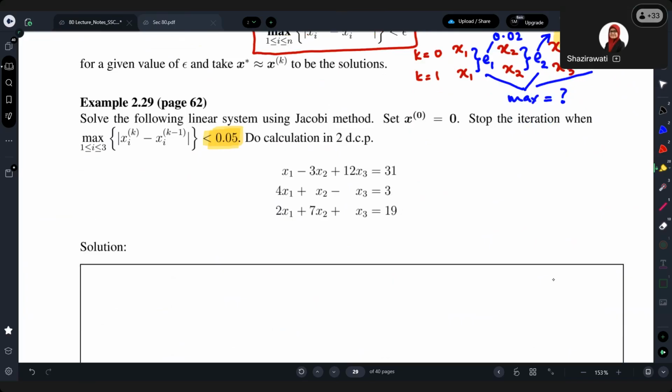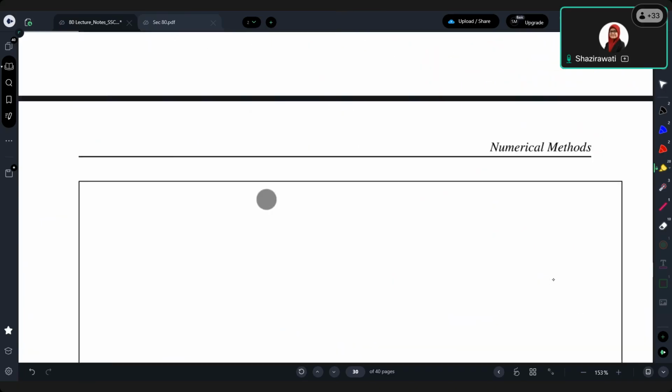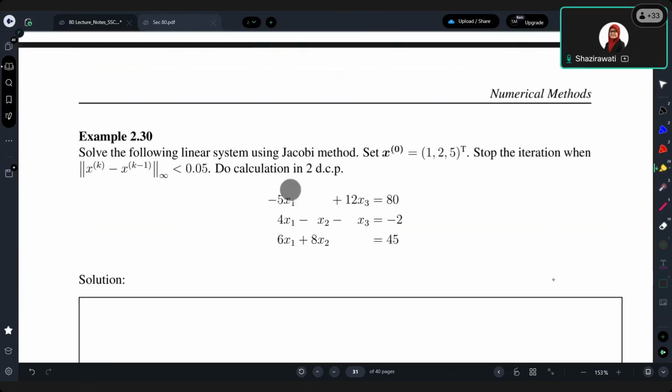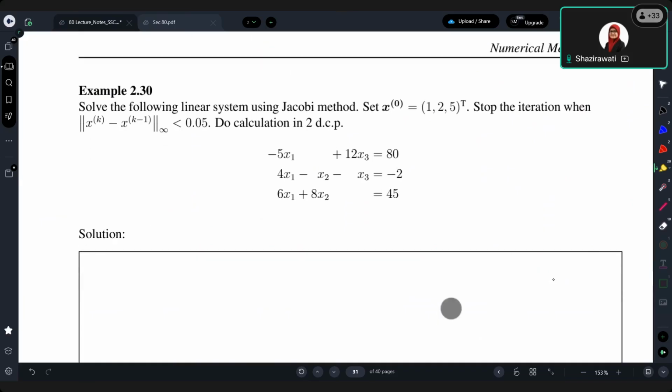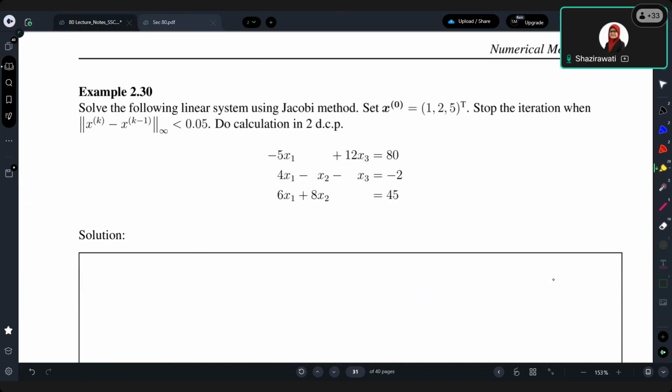Okay, since that already has a solution, we proceed to this one. 2.30. This one is not yet in the textbook. Okay, let's look at example 2.30, page 64. Okay, for 2.29 you can refer to the textbook, later review the solution and see whether you can understand it from the textbook. Okay, so 2.30: solve the following linear system using the Jacobi method. Set x0 as 1, 2 and 5.